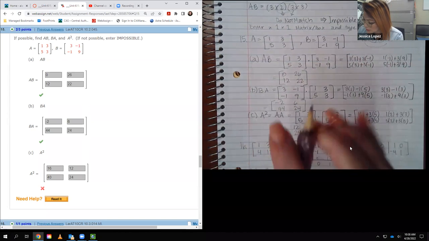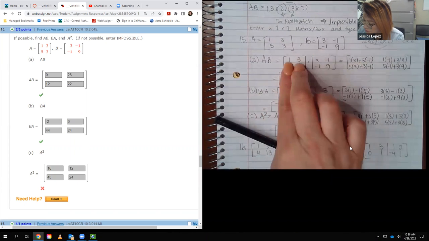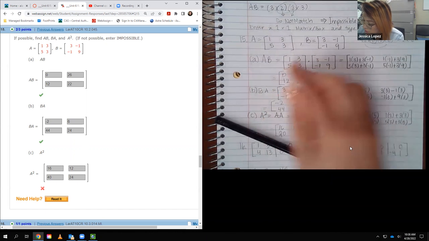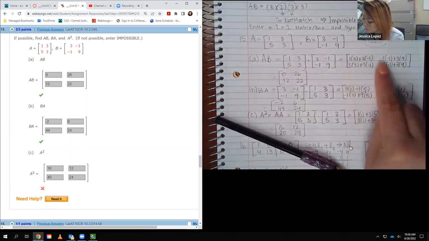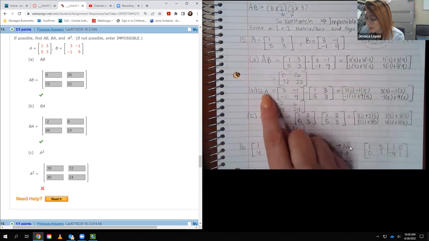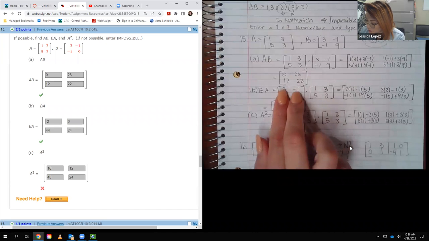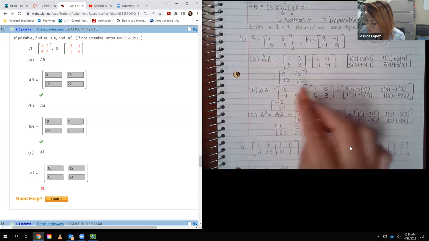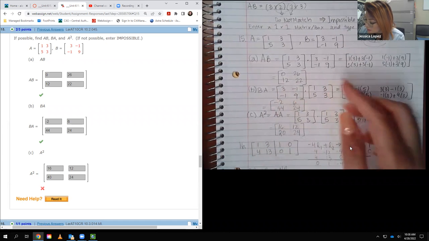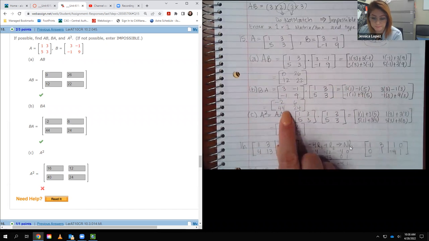Okay. So I put A first and then B, and I did row times column, got these values, row times column, got these values, row times column, got these values, row times column, got these values. Did all the computations here, and I ended up with these results. And they were correct. Now for BA, I put them in the right order. So I put B first times A second, and then row, column gives you these entries, row, column gives you these entries, row, column gives you these, row and column gives you these. After all of those individual computations, I ended up with this matrix here.